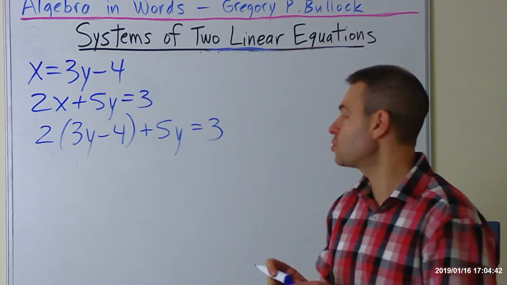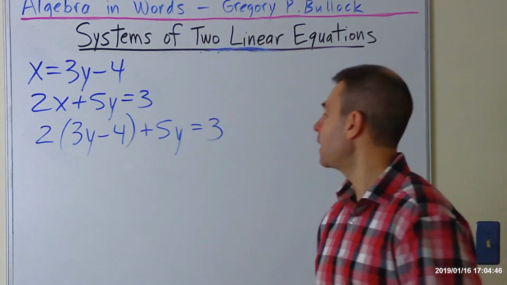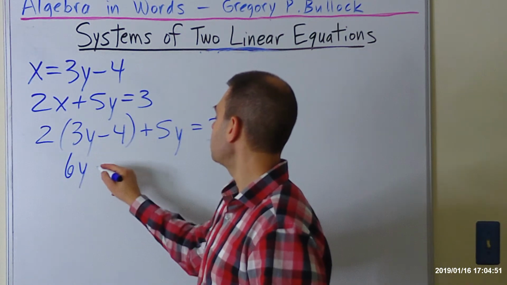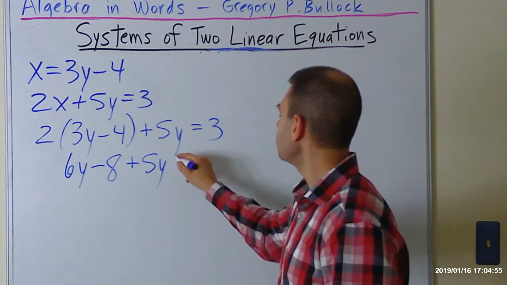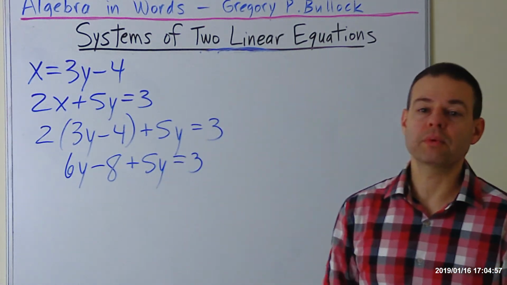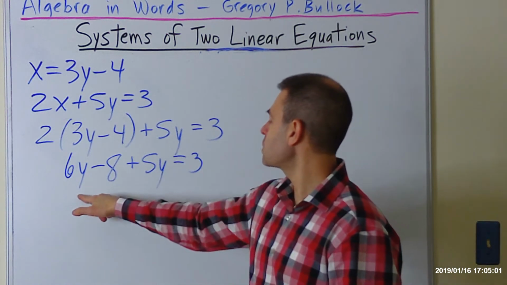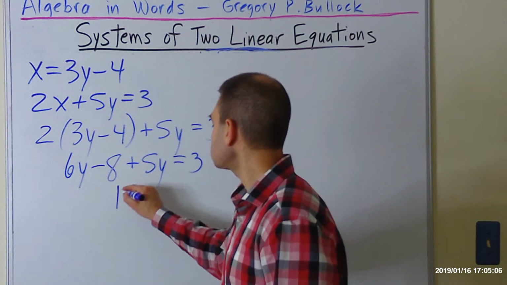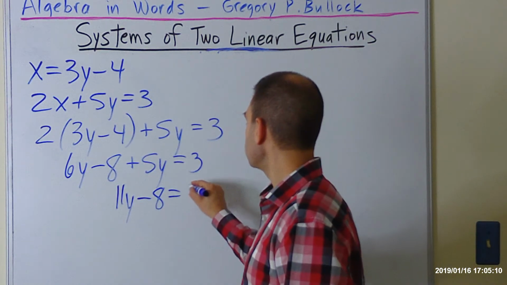And now let's distribute this through and continue to simplify. 2 times 3y is 6y. 2 times negative 4 is negative 8. And we have plus 5y brought down, equals 3 brought down. And now on the left, let's combine like terms. We have 6y and 5y, which combines to 11y, minus 8 from here equals 3.